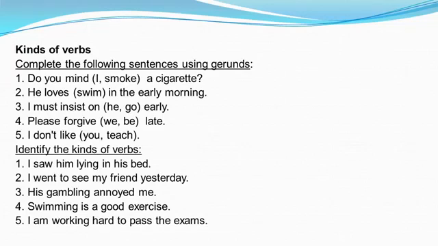Now, infinitive. If to is placed before a base form of verb, it is called infinitive. For example, to eat, to play, to learn. All of these are infinitive. Now we'll discuss what is past participle and present participle.